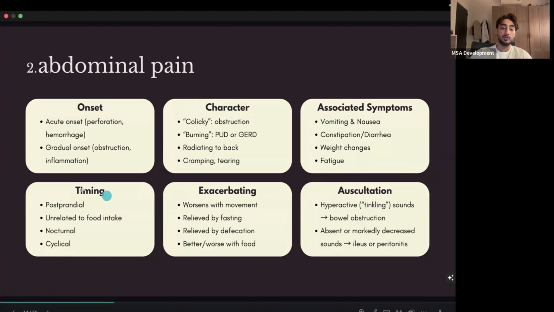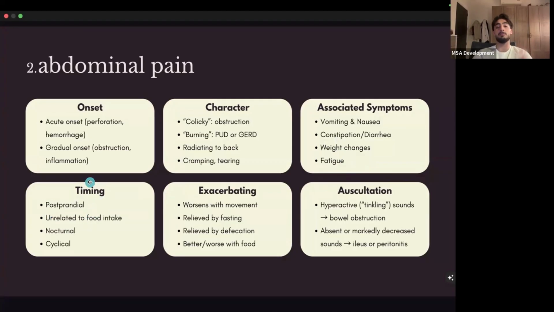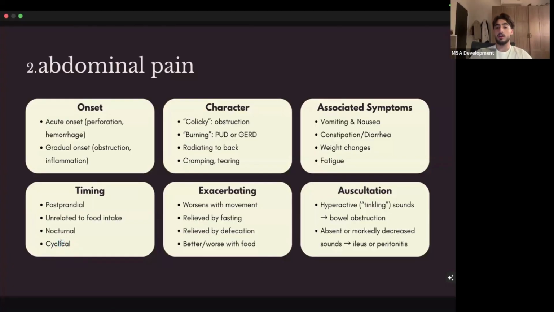Okay. Timing is also important, especially if it's postprandial, which means after you eat. That could be pointing towards things like cholestatic pain, like gallstones, for example, or pancreatitis or things like that. All right. And if it's unrelated to food intake, then it might just be a chronic inflammatory thing that's going on in the background. Nocturnal pain, cyclical pain, maybe in a female could be pointing towards maybe menstrual cycle abnormalities.